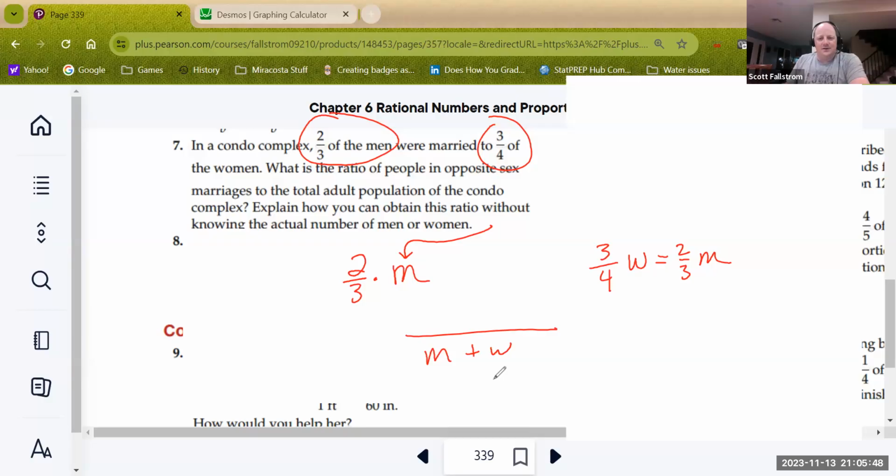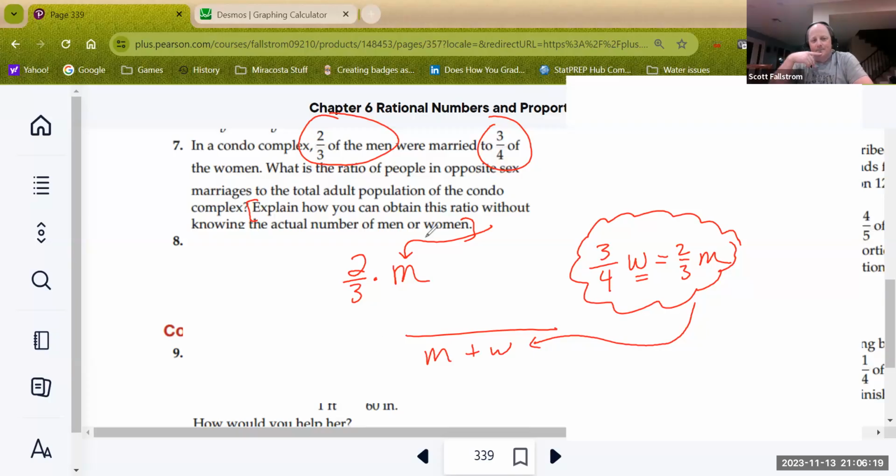Now, what's great is if you do a little bit of algebraic work here, you might be able to solve for one of these variables, like maybe solve for W. And if you solve for W, then you can substitute that back in for W. And you've got a beautiful equation that just has one variable. If you choose to do the algebraic approach, which is the second part here where I explain how to do this without knowing the actual number, then you could factor an M out of the numerator and denominator. And once you do, your M's are going to cancel. So that's the idea for this problem.